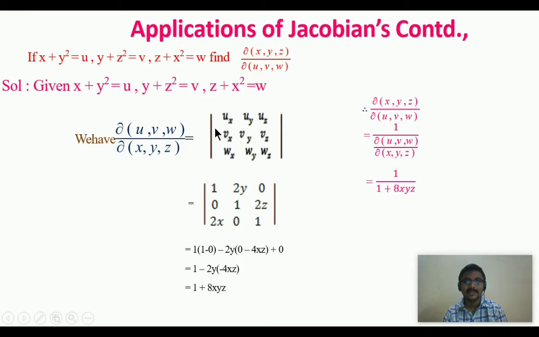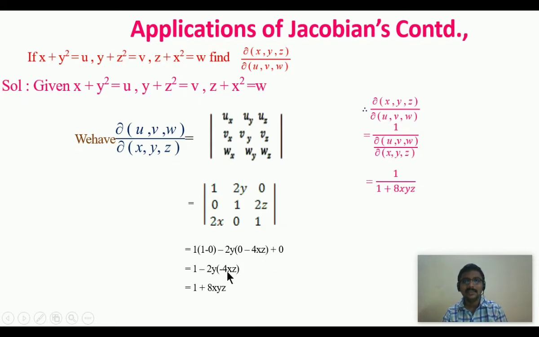The formula is the determinant of ux, uy, uz, vx, vy, vz, wx, wy, wz. Ux means dou u by dou x, differentiating u partially with respect to x, keeping y and z constant. The x derivative is 1, the y square derivative is 0. So dou u by dou x, that is the ux value, is 1. Similarly, other partial derivatives are also calculated. Thus, we will have dou of uvw by dou of xyz as 1 plus 8xyz.